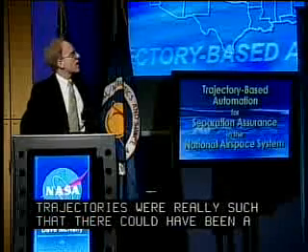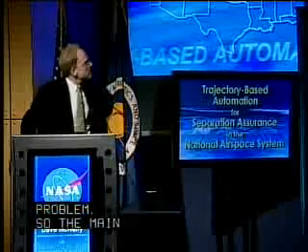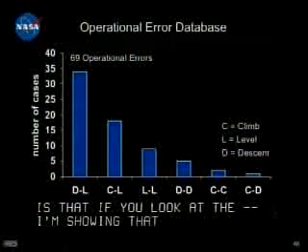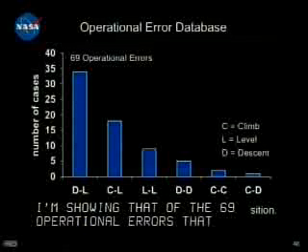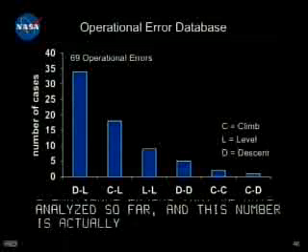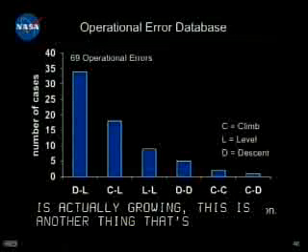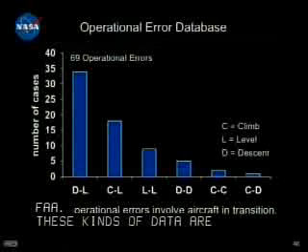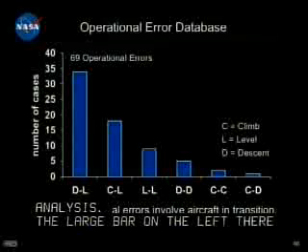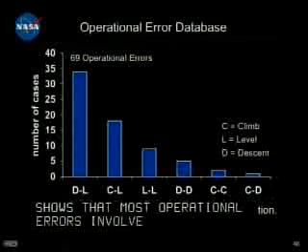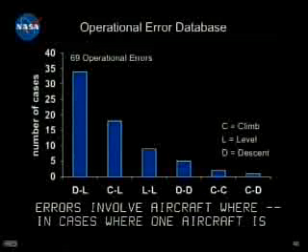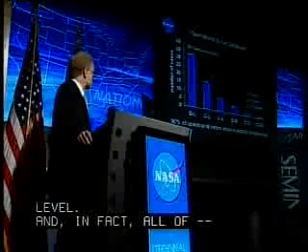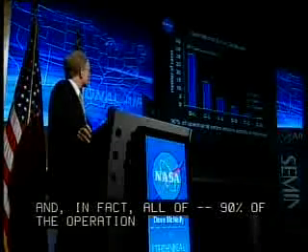So the main point of this slide is that I'm showing that of the 69 operational errors that we have analyzed so far, and this number is actually growing. This is another thing that has come out of our great relationship with the FAA. These kinds of data are just really invaluable in doing these analyses. The large bar on the left shows that most operational errors involve aircraft in cases where one aircraft is descending and one aircraft is level. And in fact, 90% of the operational errors involve aircraft in transition. You can see that the level cases are really only 10%.